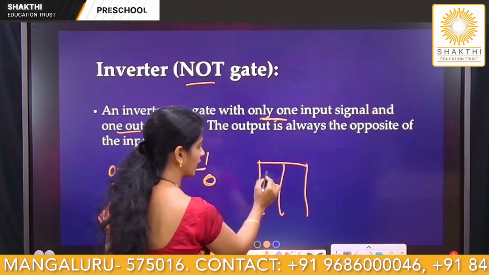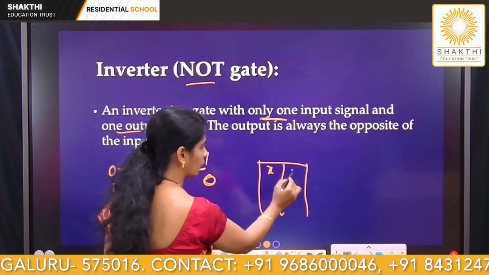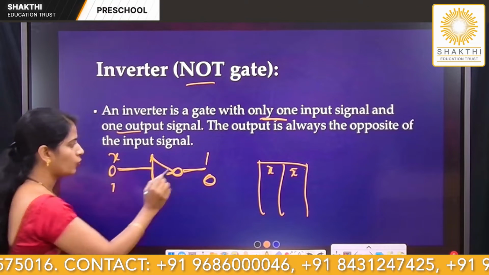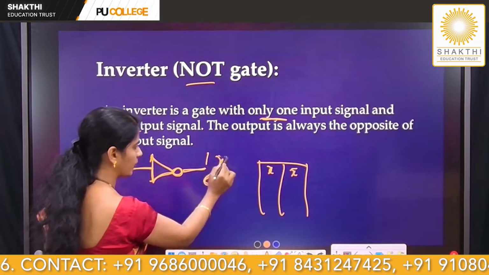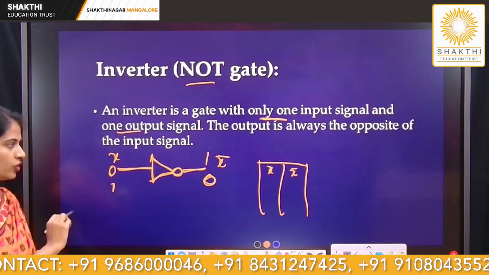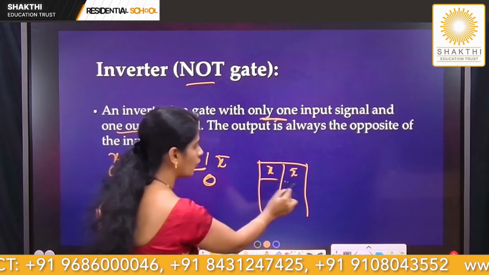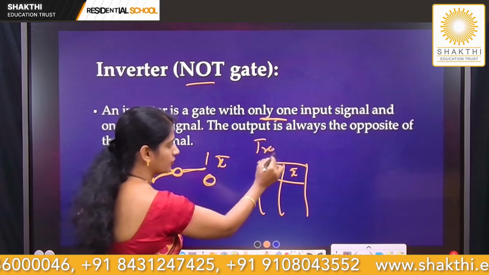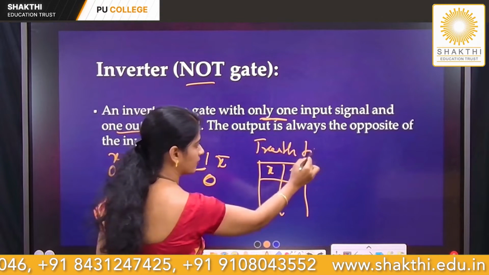With two states, we have X, and the output is X bar. Generally you can write, if you give X as an input, the output produced is always X bar, which is the complement of the input state. We are going to write all the possible values. What do you mean by a truth table? This is also called a truth table.